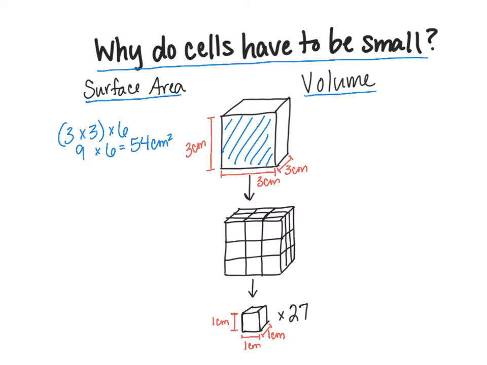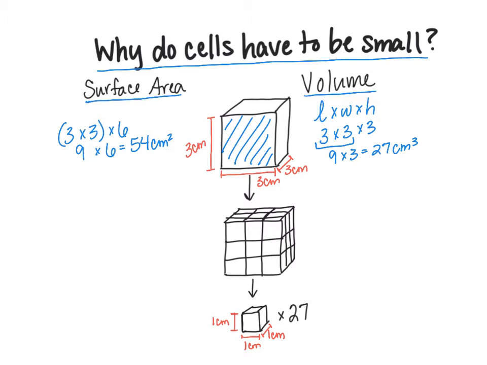Now for the volume, we have to take the length of one side times the length of another side times the length of the third side. So we usually express this as length times width times height. In this case, we would just take 3 centimeters times 3 centimeters times 3 centimeters. So we would get 3 times 3 is equal to 9, times 3, which gives us a volume of 27 centimeters cubed. Now the exponent on the unit tells us something here.